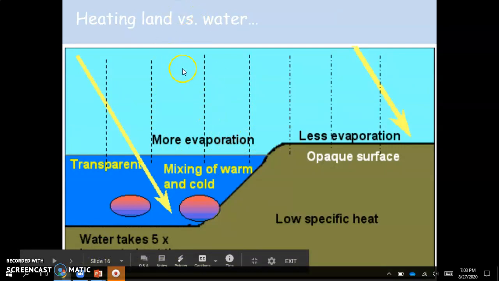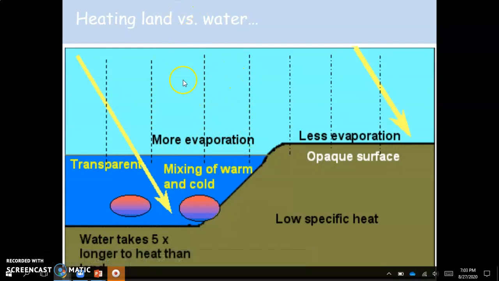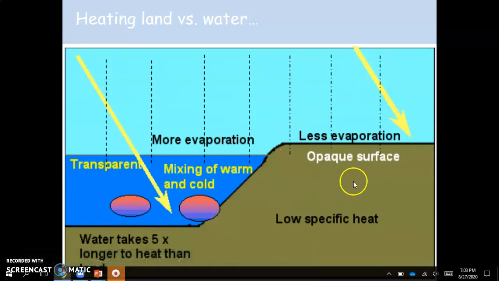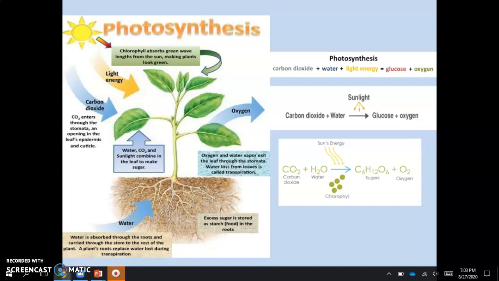So heating land versus heating water. Heating water takes a lot longer. So there's more evaporation. You've got the mixing of warm and cold. And then it takes about 5 times longer to heat that versus the land, which can absorb that radiation pretty easily and heat up very quickly, especially if you're in a man-made area with a lot of asphalt. So anything with a lot of asphalt will absorb a lot of radiation and heat very quickly.